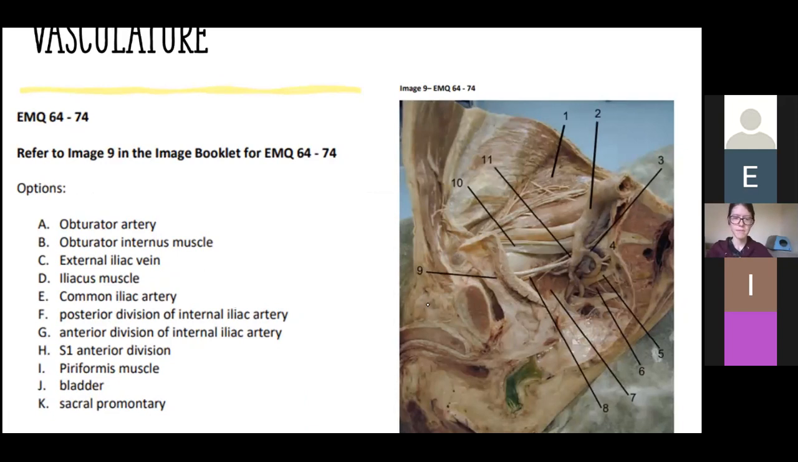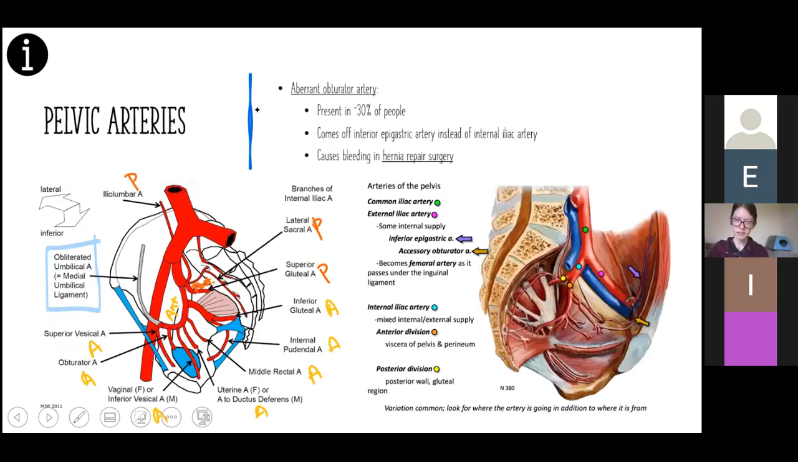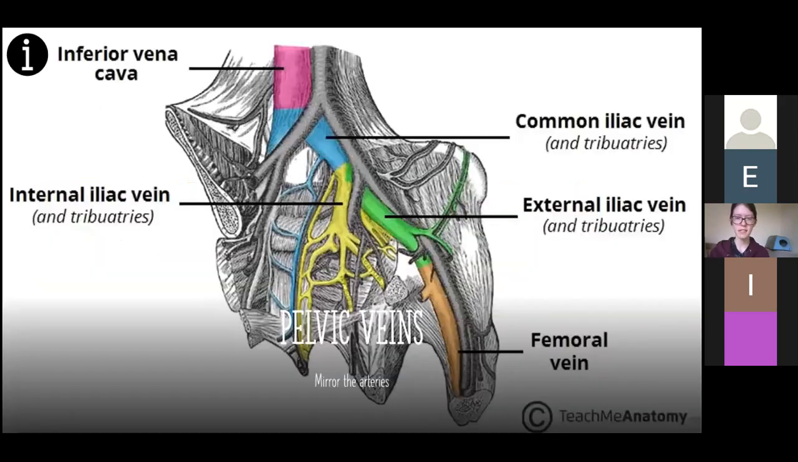This one's just for your information. No point in me reading out the arteries for you, but one clinical point: 30% of people have an aberrant obturator artery, and that can cause bleeding in hernia repair surgery. Veins mirror the arteries, so that's pretty easy.